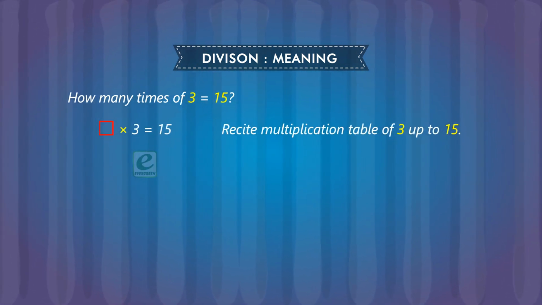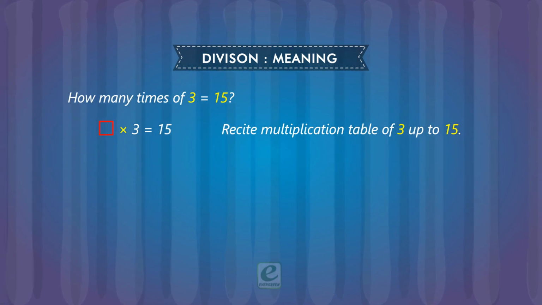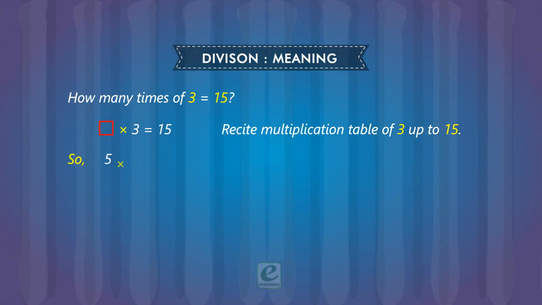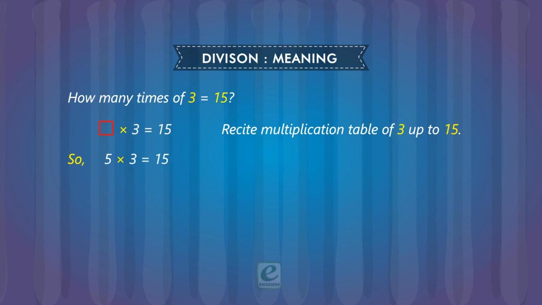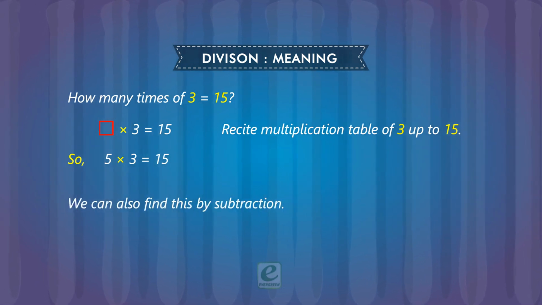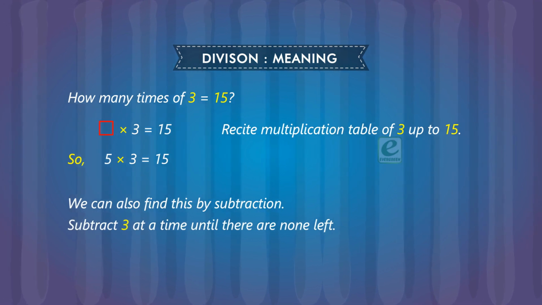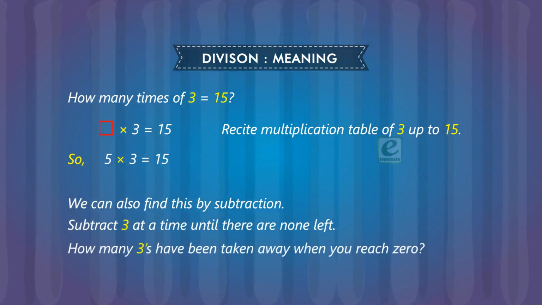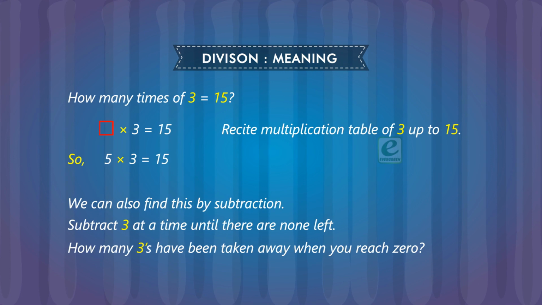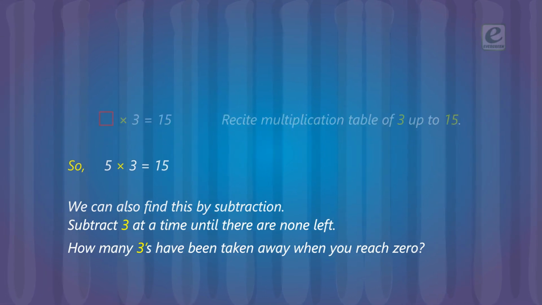Recite the multiplication table of 3 up to 15. So, 5 into 3 equal to 15. We can also find this by subtraction. Subtract 3 at a time until there are none left. How many 3's have been taken away when you reach 0?